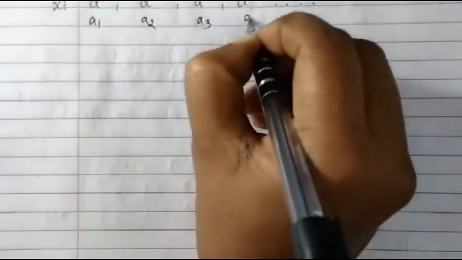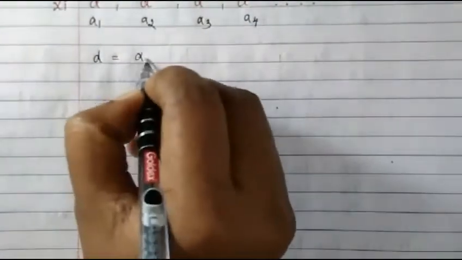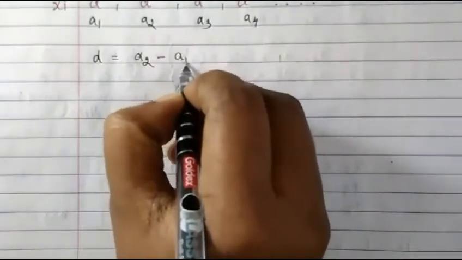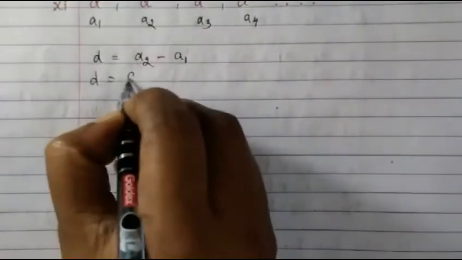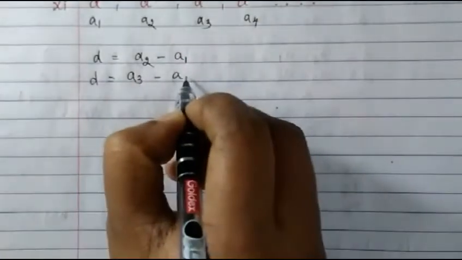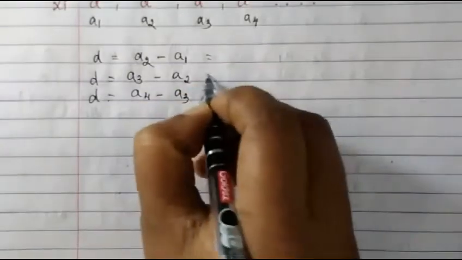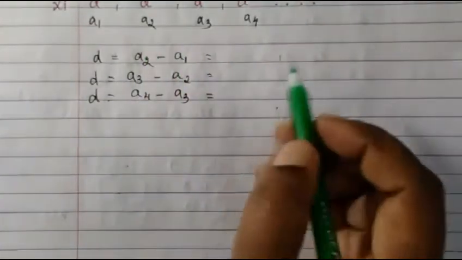We consider these as a1, a2, a3 and a4. So a2 minus a1, a3 minus a2, a4 minus a3 will give us the difference. Let's find out whether the difference is the same or not. If we get the same, then we say it is an AP.